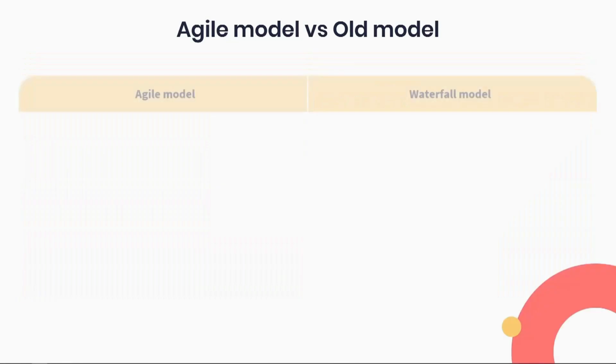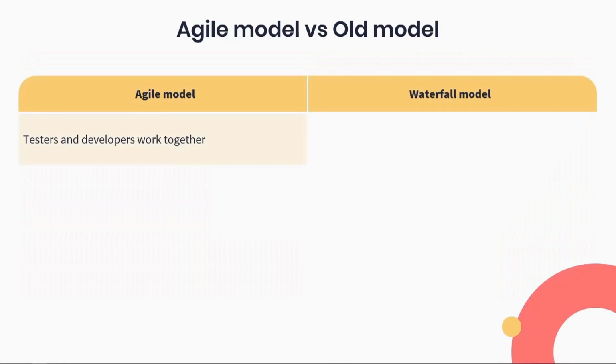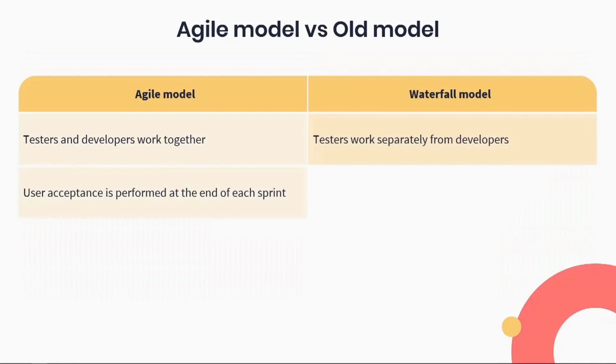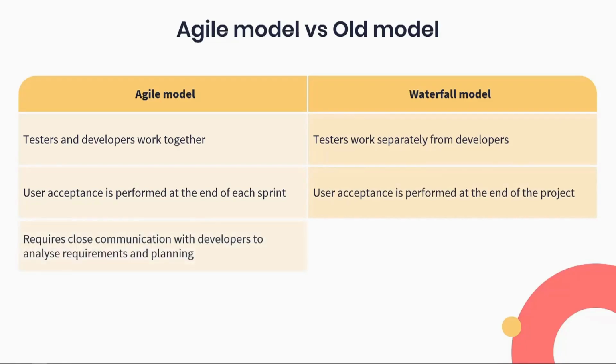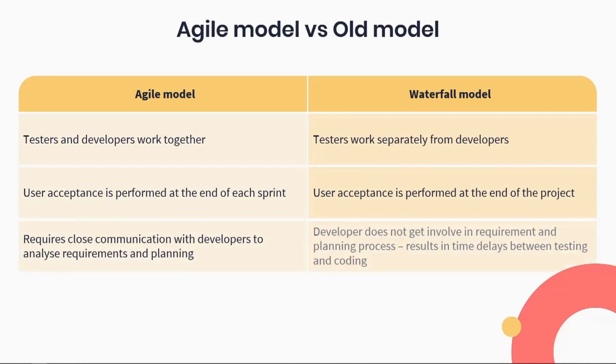With the agile model, testers and developers work together. And with the waterfall model, testers work separately from developers. For the agile model, user acceptance is performed at the end of each sprint. And for the waterfall model, user acceptance is performed at the end of the project. The agile model requires close communication with developers to analyze requirements and planning. With the waterfall model, developers do not get involved in requirement and the planning process. This results in time delays between testing and coding.